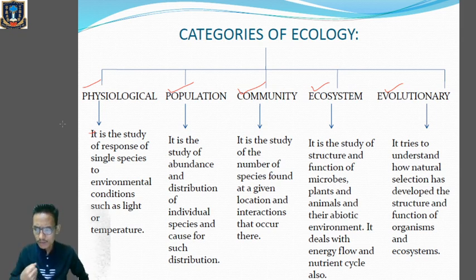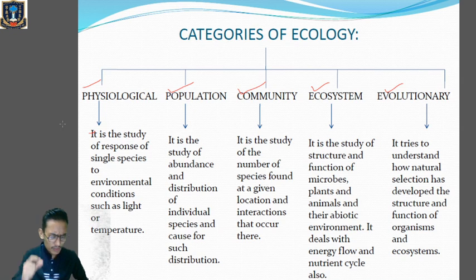That is, how will the species respond to the light, or how will the species respond to the changes in the temperature, or how will the species respond to a factor like water, okay, or air. So those particular responses which the species will show towards the environmental factors or conditions for their adaptation and survival are known as physiological ecology. Okay, so here we'll simply deal with the response of a species, of an organism, to the environmental conditions.